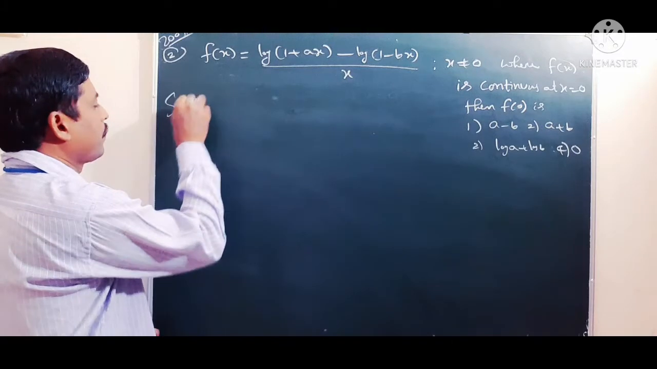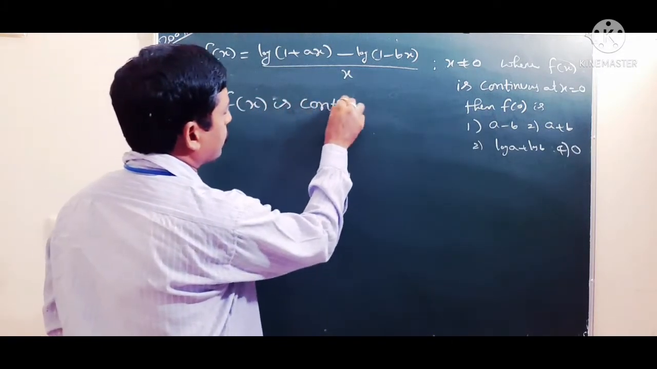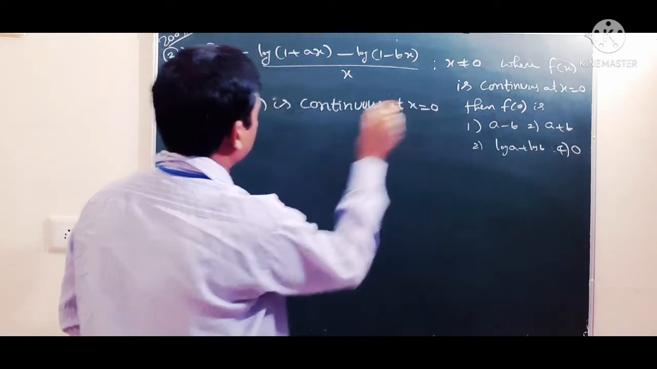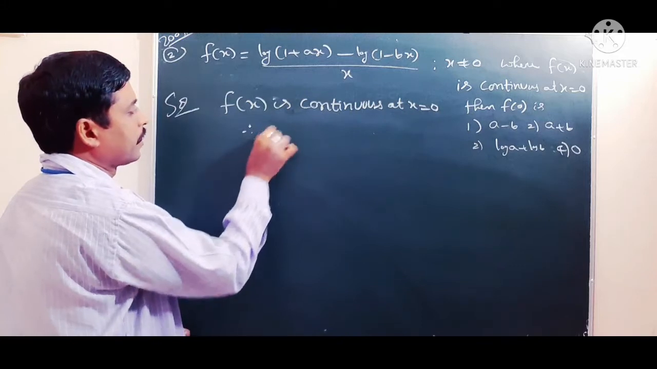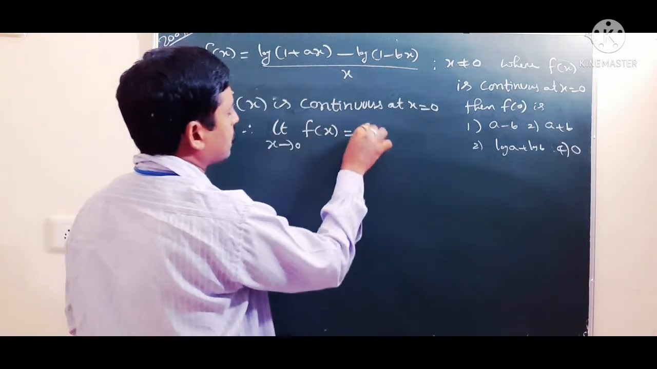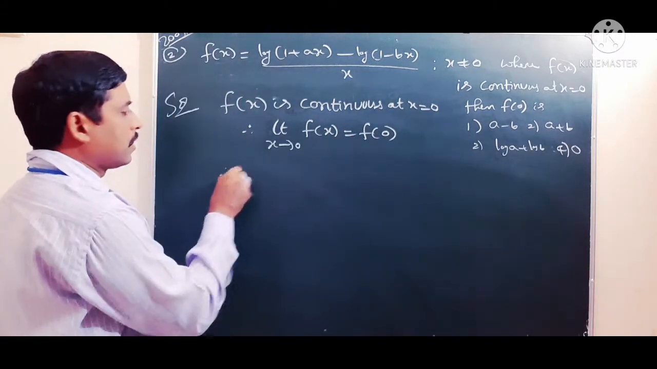So what is given? f of x is continuous at x equal to 0. Therefore, limit x tends to 0 of f of x is equal to f of 0. So this is the definition of continuity. So our target is f of 0.